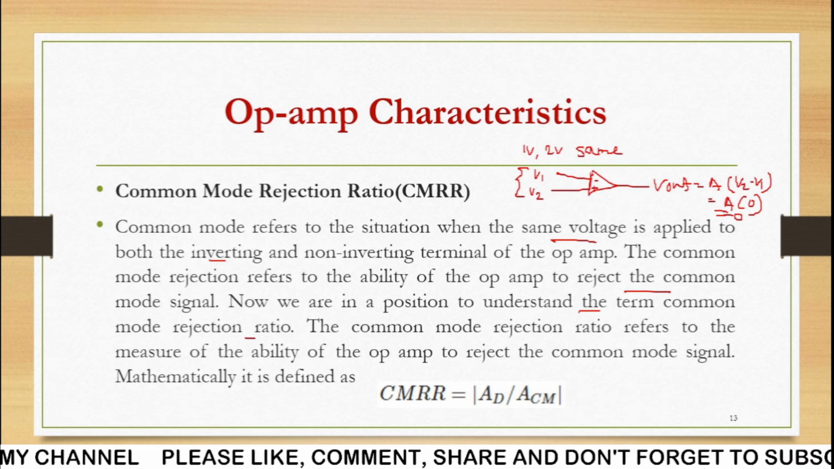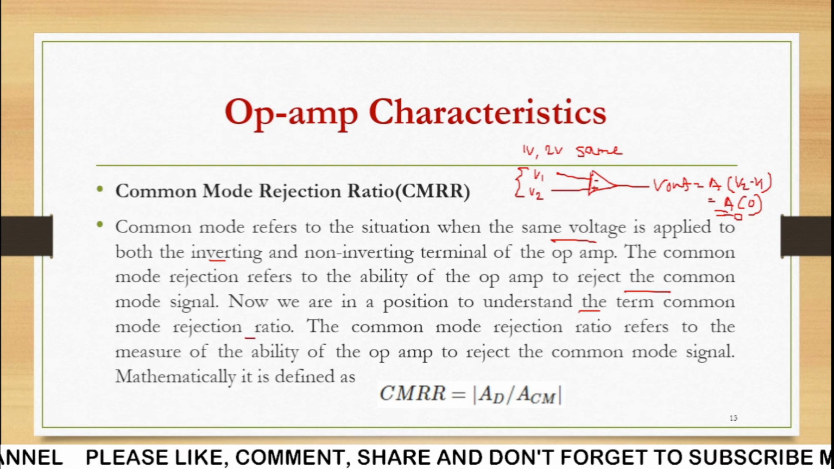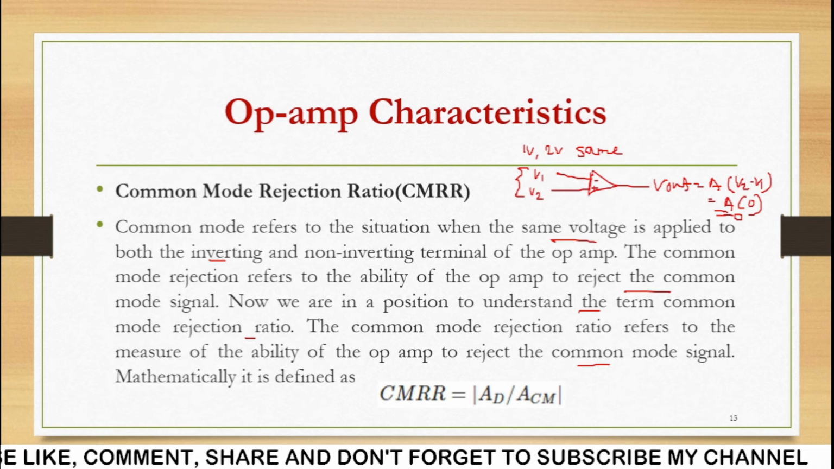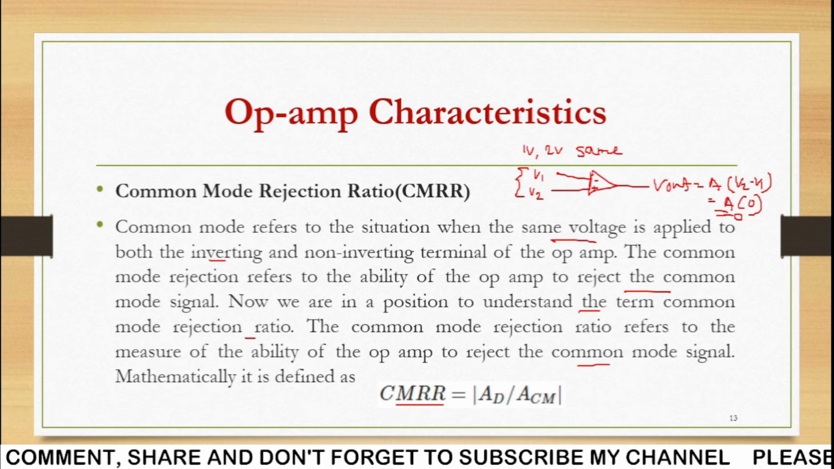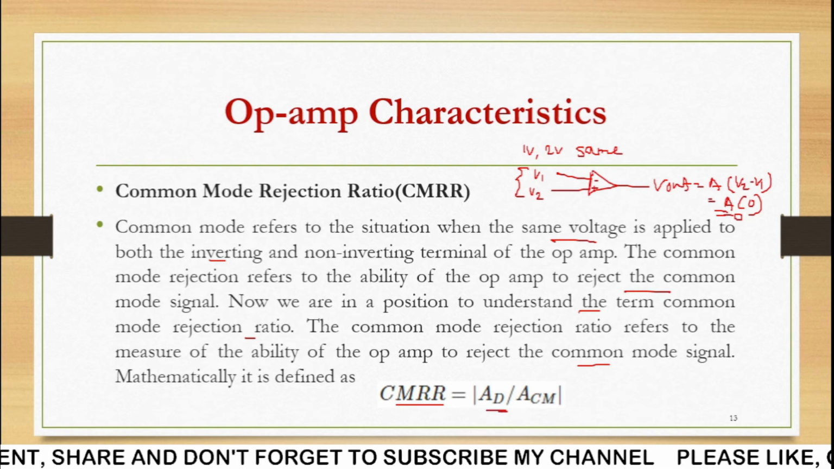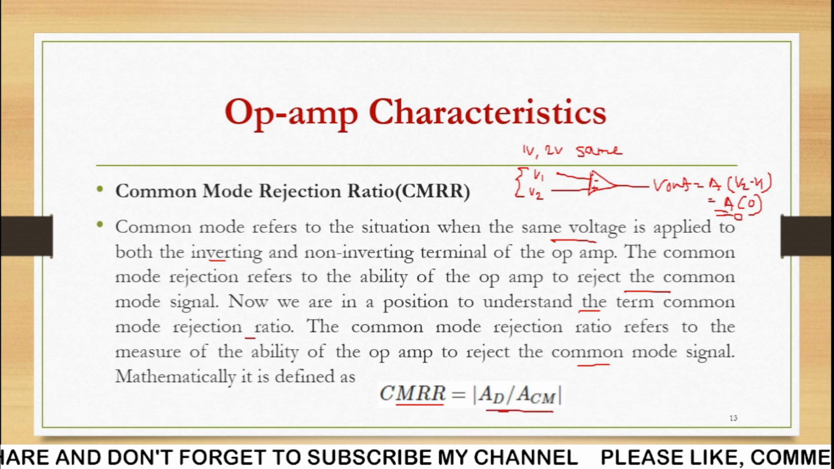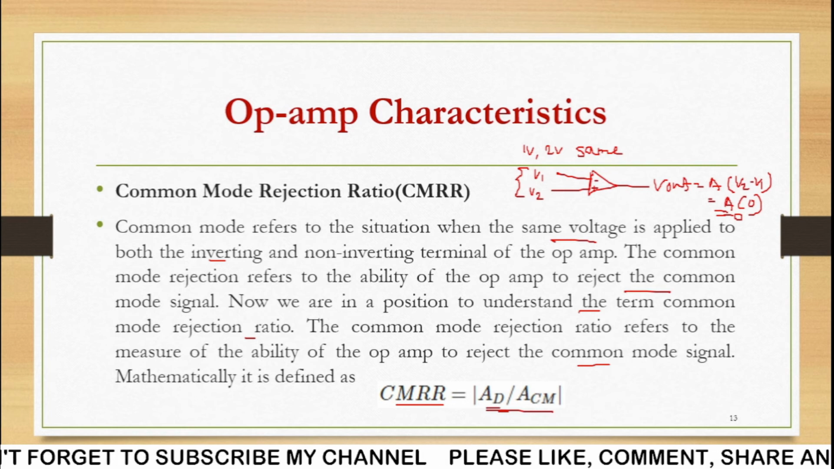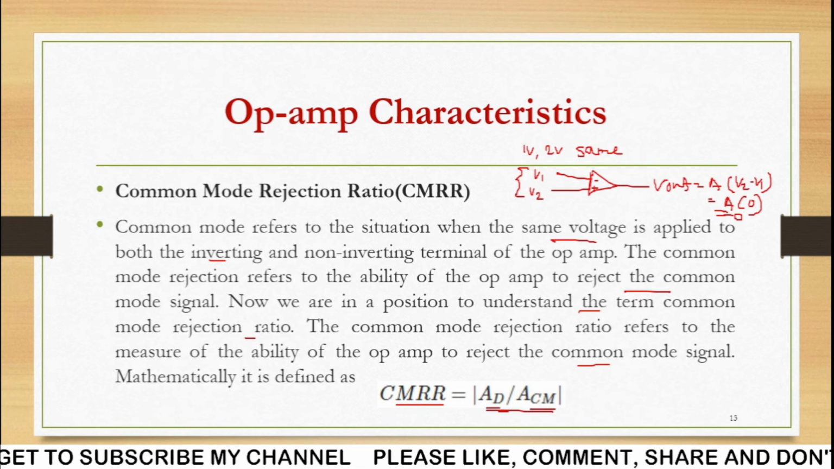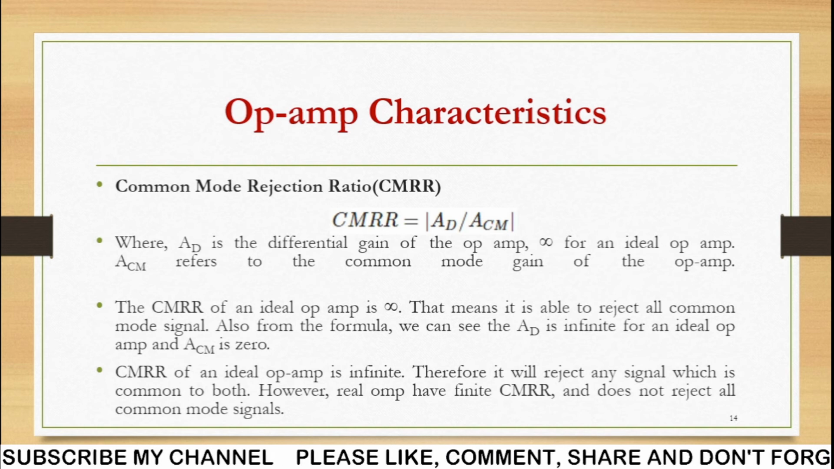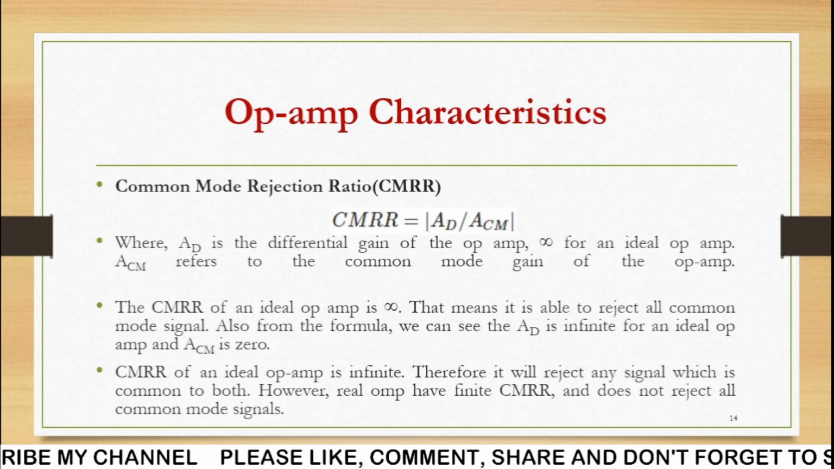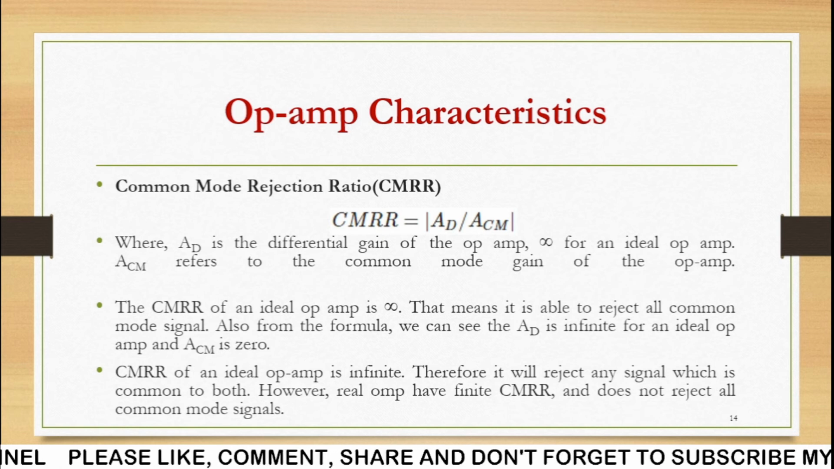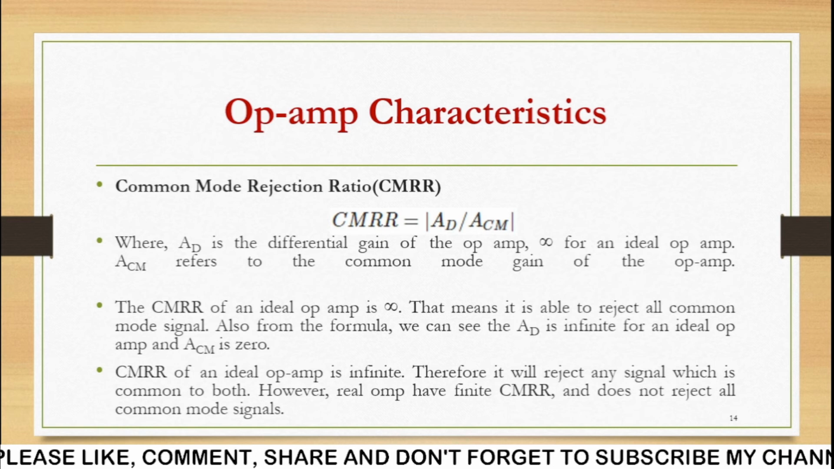So the common mode rejection refers to the ability of the op amp to reject the common mode signal. Now we can have a CMRR, and CMRR is equal to AD upon ACM. So this is the formula for CMRR, where AD is the differential mode gain and ACM is the common mode gain of the op amp.